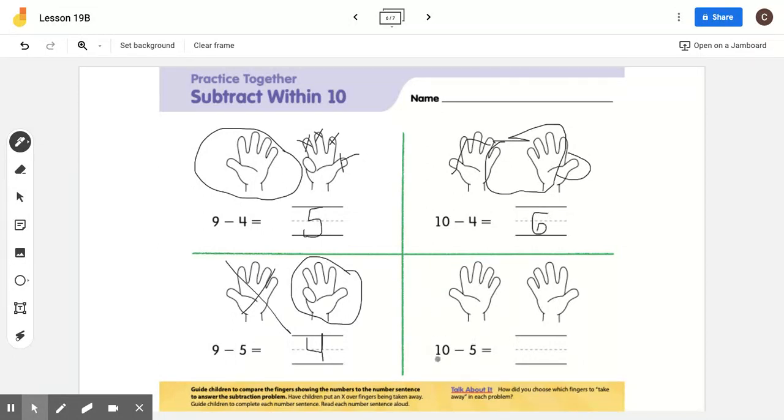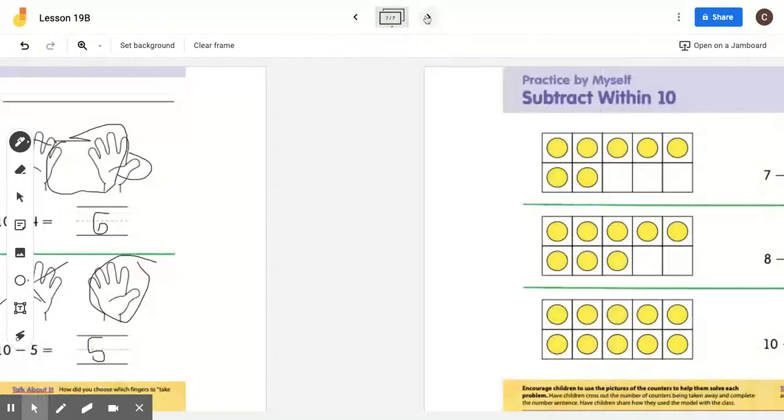You ready? We have 10 minus 5. What would be the quickest way to get our answer? Right, we know that we're taking away 5 and a whole hand equals 5, so we can just cross out a whole hand and count what's left, and it would be 5. We also know that 5 plus 5 makes 10. Very good, boys and girls.